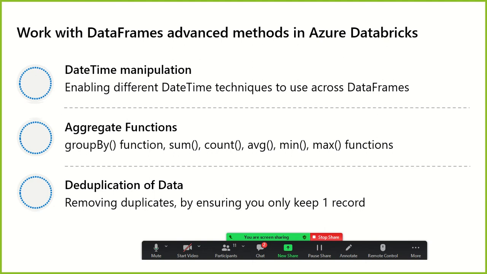When we talk about transformation, transformation is trying to perform operations, so to say, on the data that you have obtained. A data frame is a collection of data, or a way by which we bring in data from CSV, which can be an Excel sheet, from Parquet, from a JSON file. When we bring in this data using Python commands, the next thing we do is to transform the data. One of the ways you can transform the data is to use date time manipulation. This will enable different date time techniques that you can use across your data frame, different date time formats.